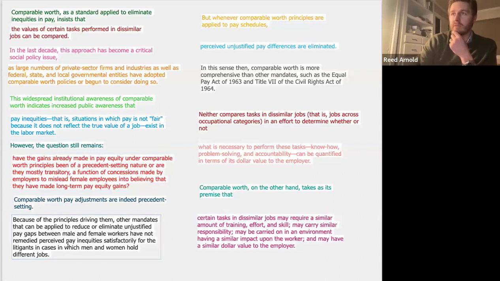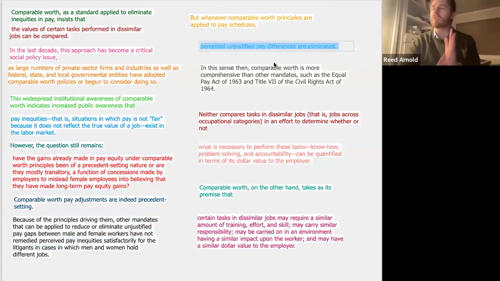Got this order right. Here's the other mandates that didn't do it right. Almost right, kind of close. But whenever comparable worth is applied, I don't think I had that quite in the right place. It was just close. I wasn't perfect, but I was close. And look, you're doing this out of order. It's going to be kind of rough sometimes.